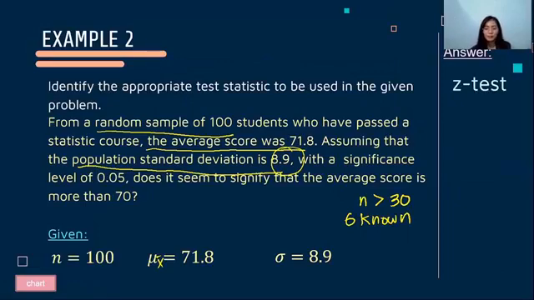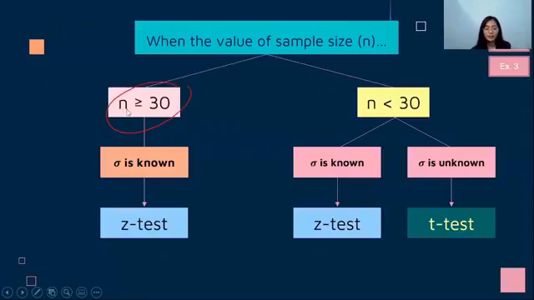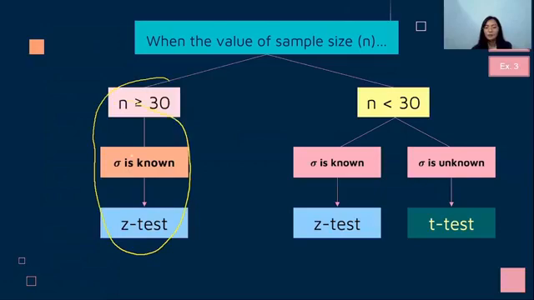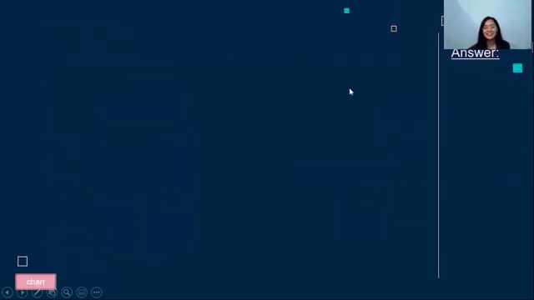Because we have here n greater than 30, and the population standard deviation is known, so we're going to use the z-test, right? So great job, Lawrence. Now let's have the third or the last example.